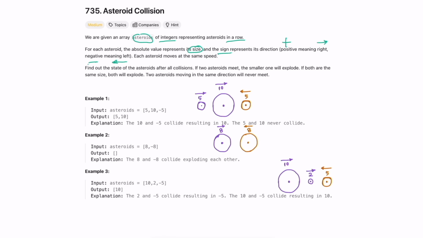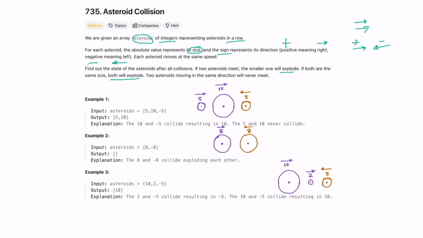If two asteroids meet, the smaller one will explode. If both are the same size, both will explode. Two asteroids moving in the same direction will never meet, so they will never collide. Collision happens only if the asteroids are moving in opposite directions, positive and negative. In case of a collision, the bigger asteroid survives and the smaller asteroid explodes. If both are of the same size, both will explode. After all these explosions, we have to return an array of asteroids that survived.